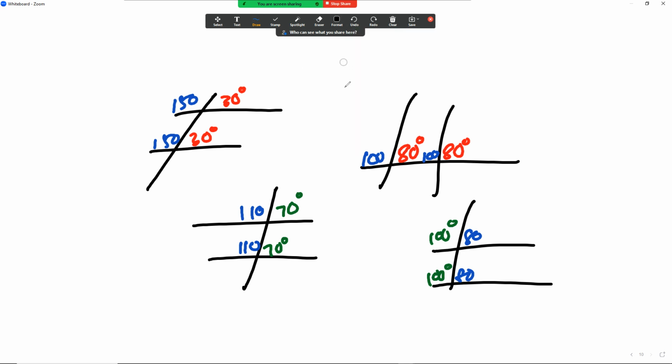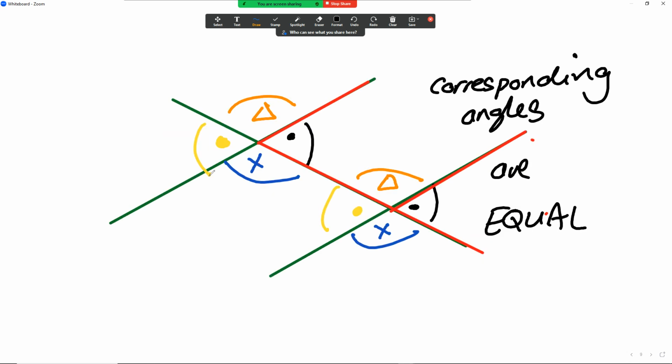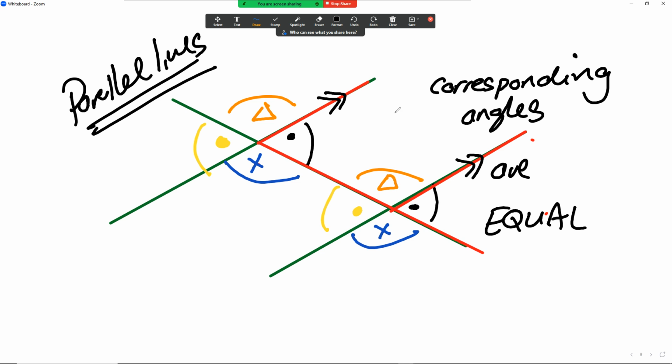What you have to also remember is that these two lines have to have these arrows. Those arrows mean that they are parallel. So parallel lines is a must. These two lines have to have arrows, one or two, indicating parallel lines. All right, so parallel lines can form corresponding angles.